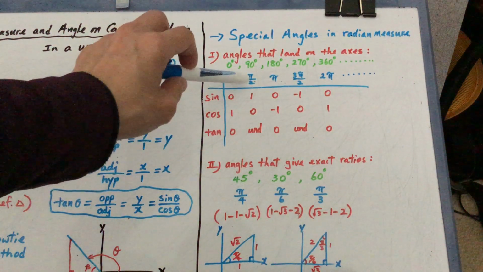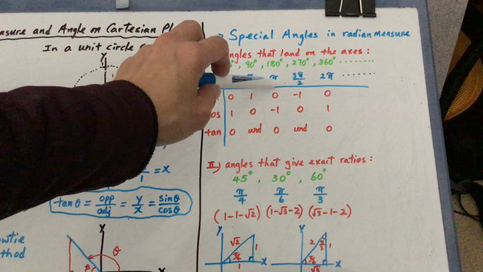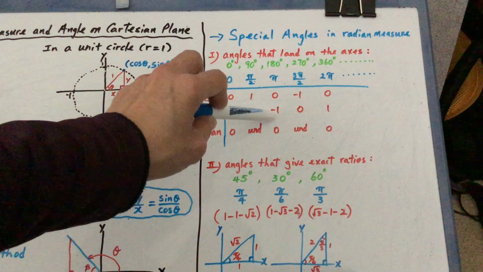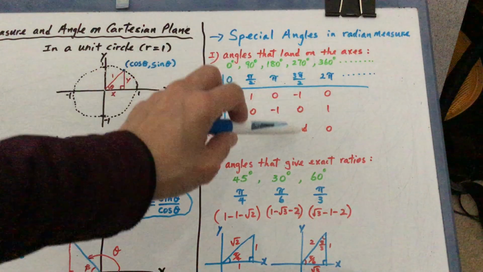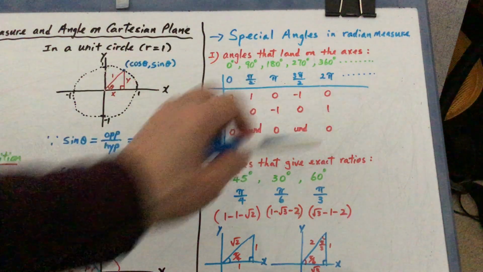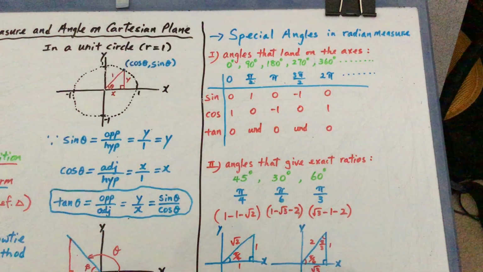So tangent of pi over 2, you always get undefined. And tangent of pi will give you 0, because you take 0 divided by negative 1. And tangent of 270 degrees, or 3 pi over 2, you get undefined. And tangent of 2 pi, you get 0 again. Okay, so those are the first main group of the special angles.